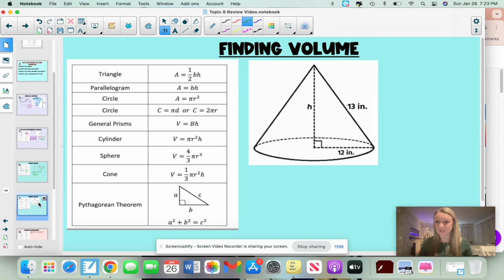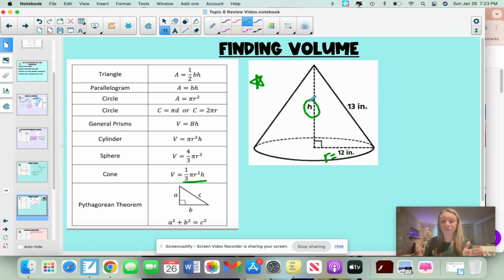Okay, so here's another figure. Now, this is a special cone. So the moment that you know it's a special cone, you get the lovely gift of doing some extra math work. So if I'm looking at my formula for a cone, I know I need a radius and a height. Well, my radius is 12, but I don't have my height.